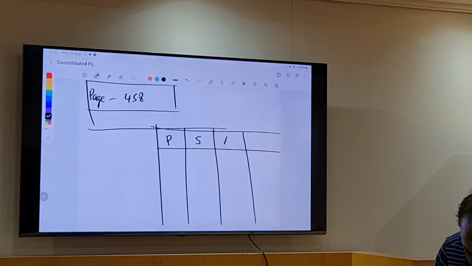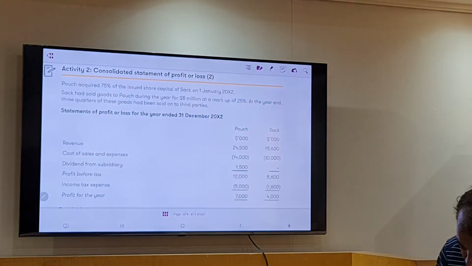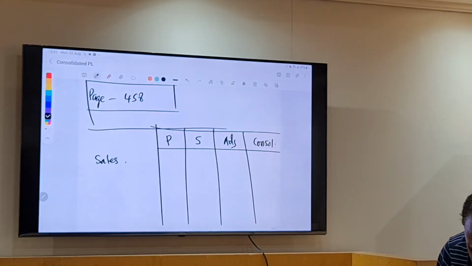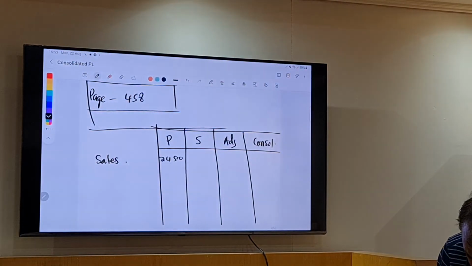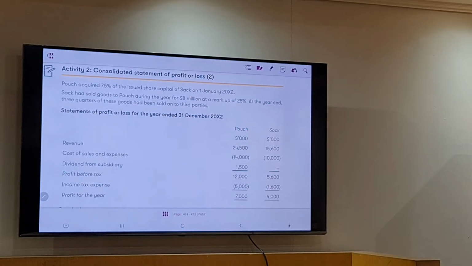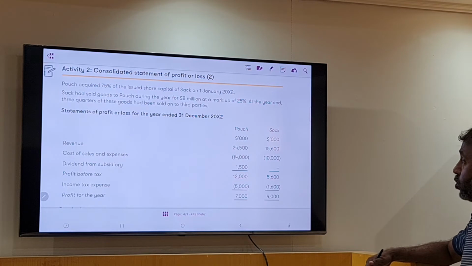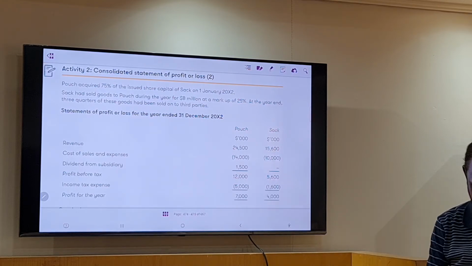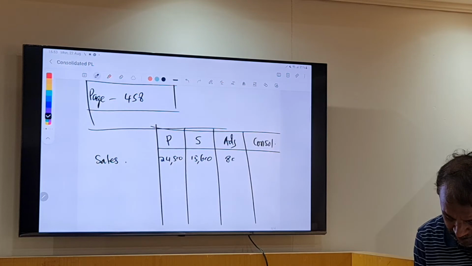Parent company, subsidiary company, adjustment column, consolidated column. Sales, how much? 24,500 and 15,600. If you read the first paragraph, S company had sold to P company. Is this upstream or downstream? Upstream. During the year 8 million at a markup of 25%. So we have to adjust 8 million.